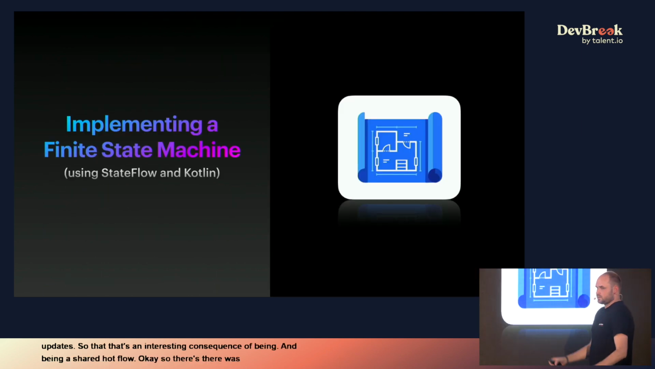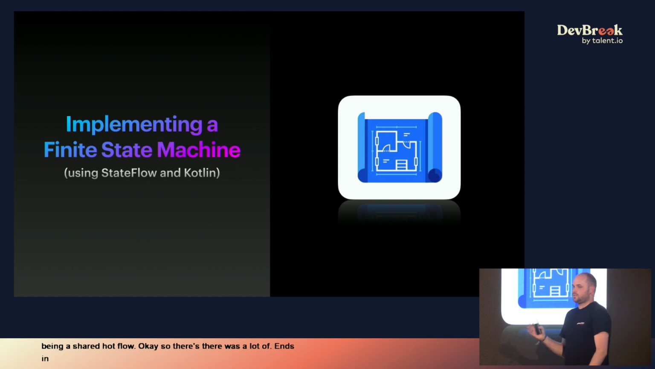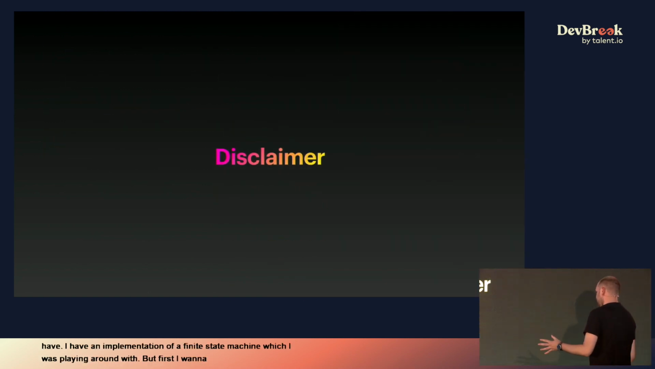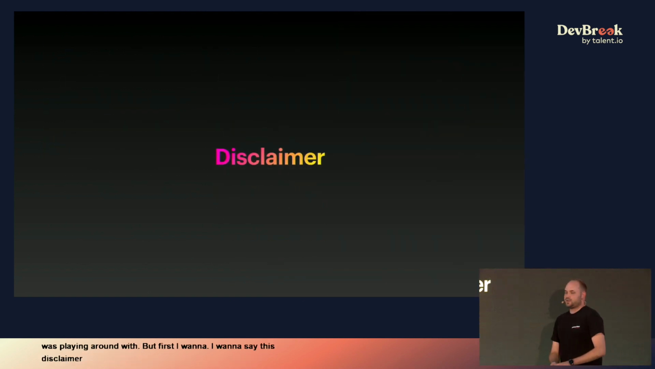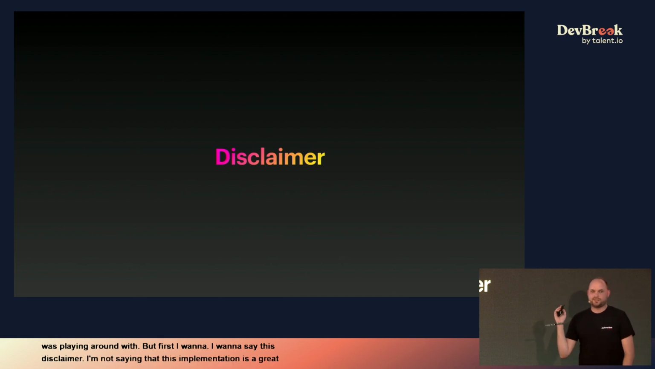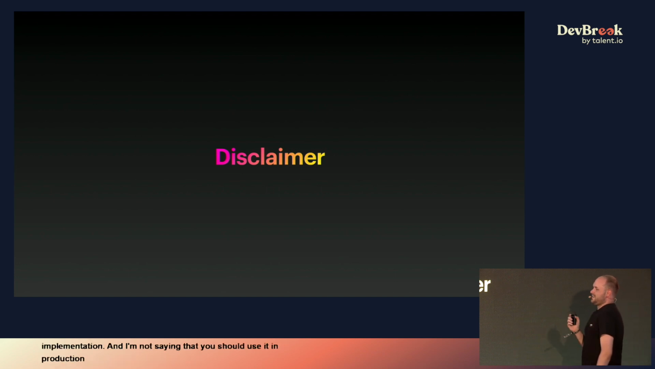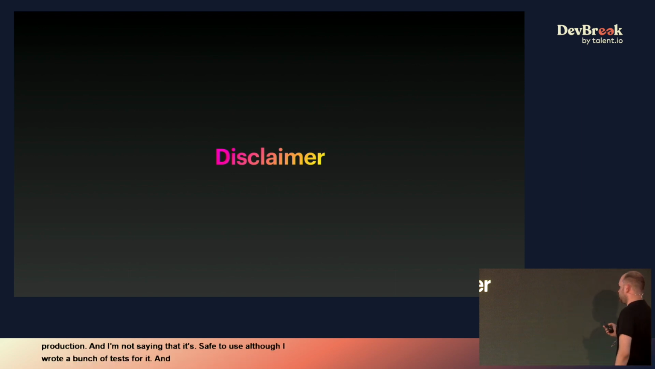Okay, so there was a lot of ins and outs of how coroutines work, how StateFlow works, and I have an implementation of a finite state machine, which I was playing around with. But first, I want to say a disclaimer. I'm not saying that this implementation is a great or a good implementation, and I'm not saying that you should use it in production, and I'm not saying that it's safe to use, although I wrote a bunch of tests for it, and it seems like it's working. I've tested a bunch of things.